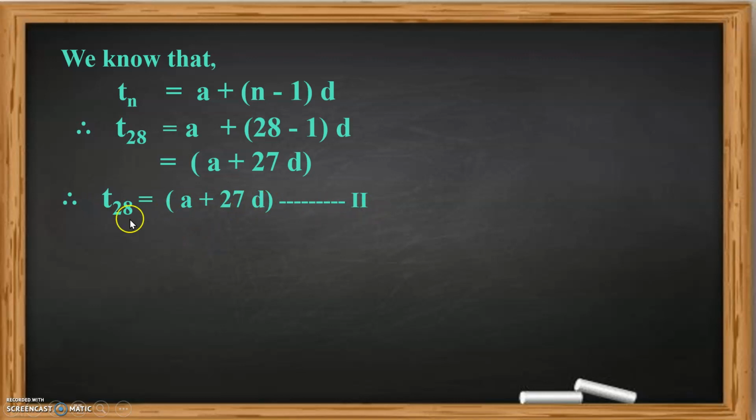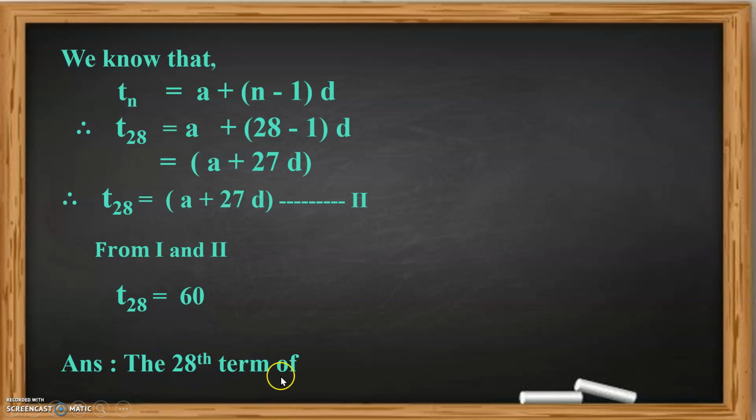Now, in equation 1, we had a plus 27d was 60, and now a plus 27d is T28. That means I can say that T28 is equal to 60. So, we need to write the final answer. That is, the 28th term of the AP is 60.